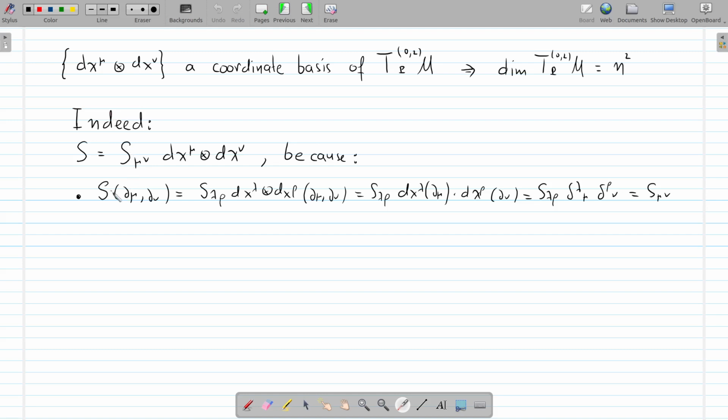First, let's notice that when S acts on the basis d mu, d nu, then the result is the component S mu nu. And you can see this is true because if we substitute the right-hand side, then its gradient here acts on the vectors d mu and d nu. These are dual bases. We have the Kronecker deltas here, which give us non-zero contributions when lambda is equal to mu and rho is equal to nu.